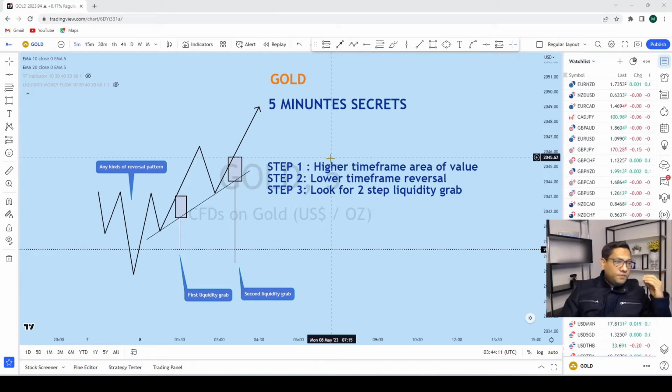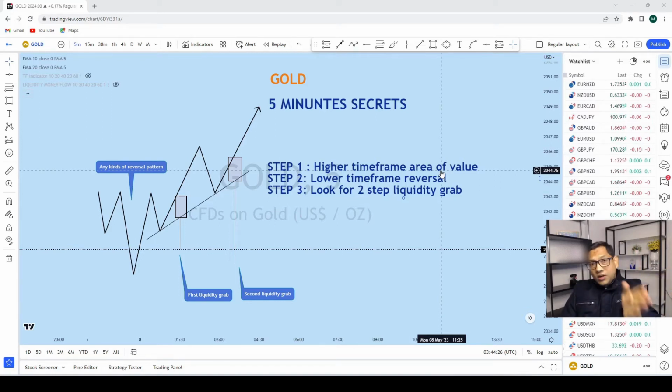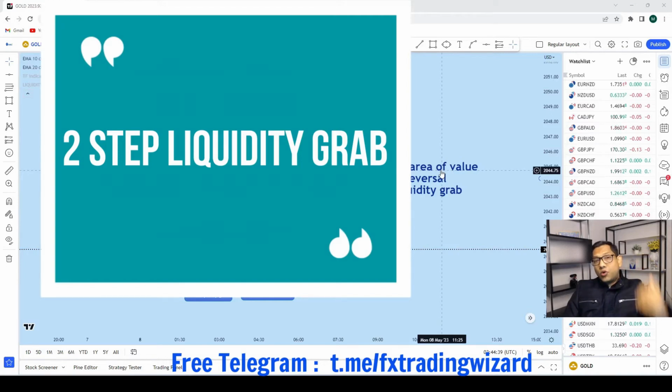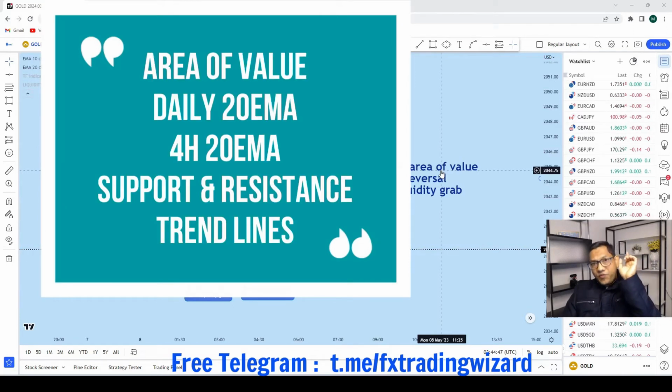Now, first of all, as you can see, gold in 5 minutes, the first step is higher time frame area of value. So anytime, higher time frame means, as we are trading on the 5 minutes, a higher time frame could be 4 hour, daily, weekly, monthly, any kind of higher time frame when gold is in an area of value. For example, daily 20 EMA, 4 hour 20 EMA, or on a trend line, on a support or resistance when gold is in that zone. To find out where it is, this is the first step.